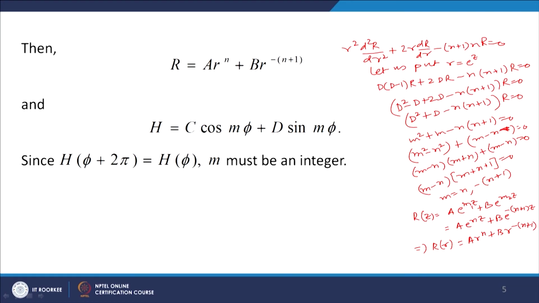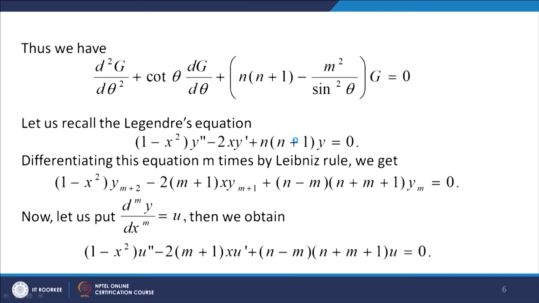H we have already seen, h is equal to c cos m phi plus d sin m phi, and then the remaining expression in theta gives us this differential equation. Now, this differential equation is an associated Legendre's equation. We can arrive at this equation using the Legendre's equation. Legendre's equation is given by (1 - x²) y'' - 2x y' + n(n + 1) y equal to 0.